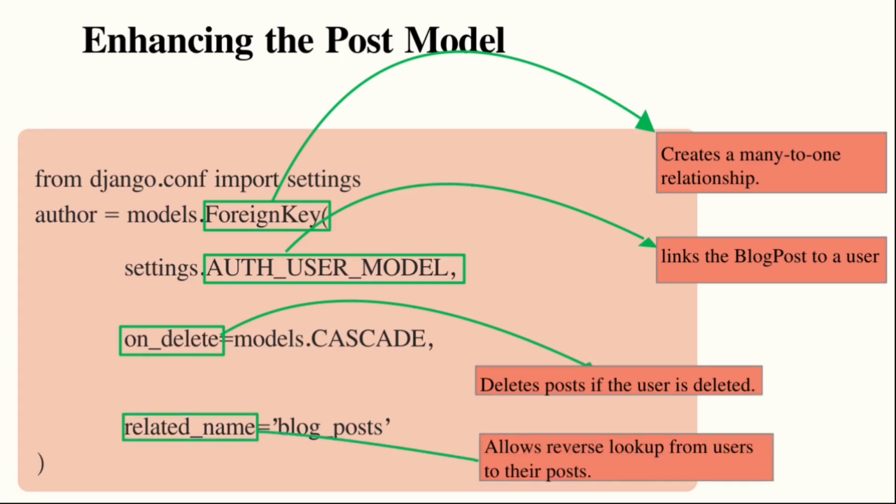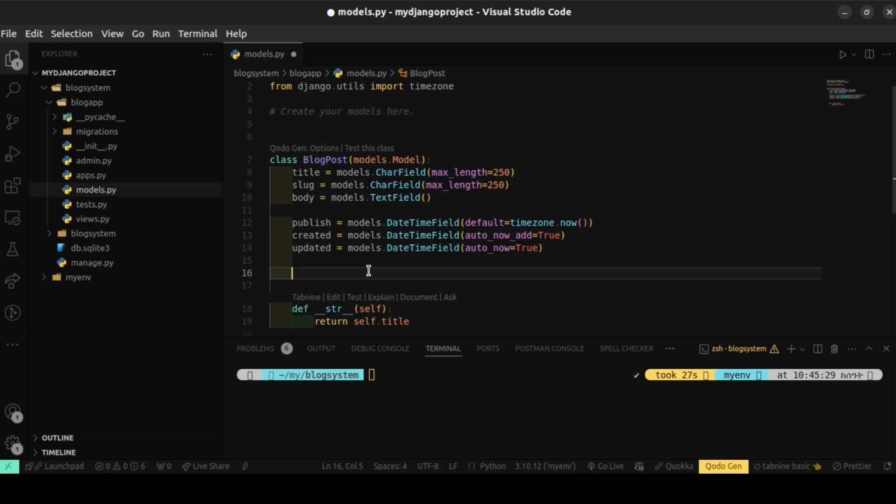Related name blog_posts allows us to retrieve all posts written by a user using user.blog_posts.all(). This makes our blog posts more dynamic and tied to specific users. Let's go to Visual Studio Code and type these fields. Let's add the author field to our blog post model.